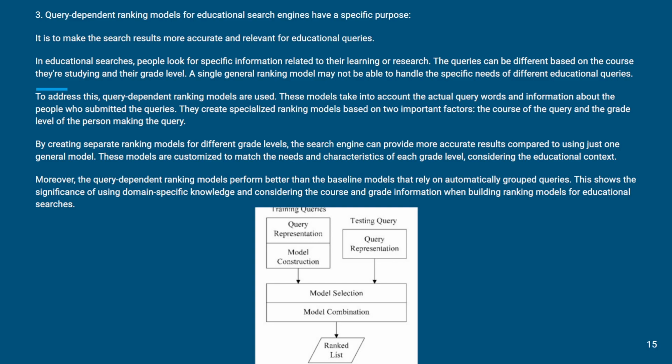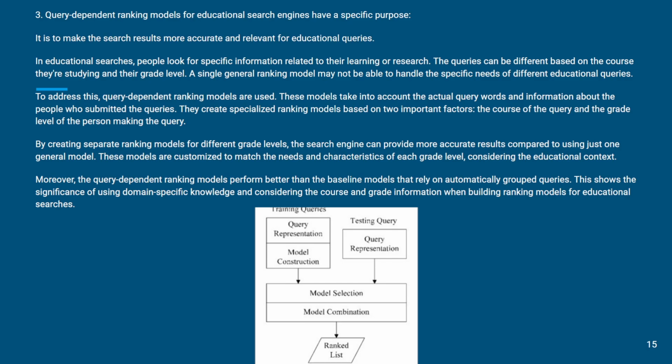And for number three, query dependent ranking models for educational search engines have a specific purpose. It is to make the search results more accurate and relevant for educational queries. In educational search, people tend to look for specific information related to their learning or research. The queries can be different based on the course they're studying and their grade level. A single general ranking model may not be able to handle the specific needs of different educational queries. And to address this, query dependent ranking models are used.